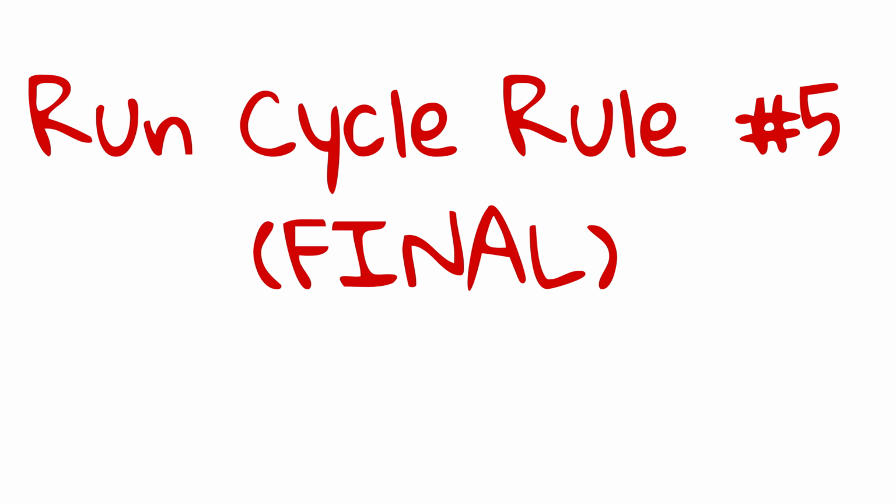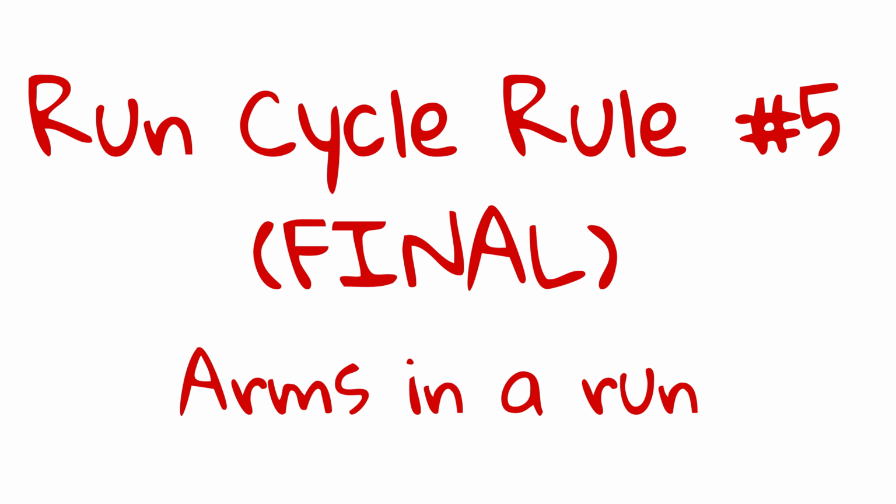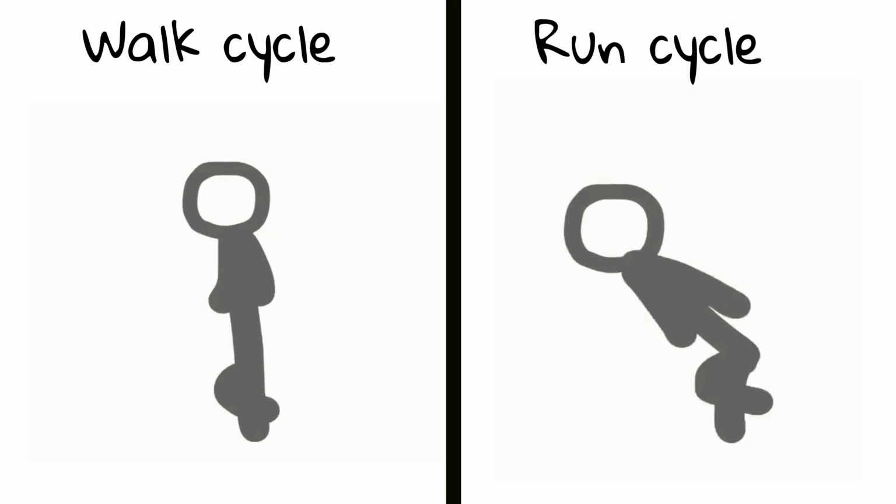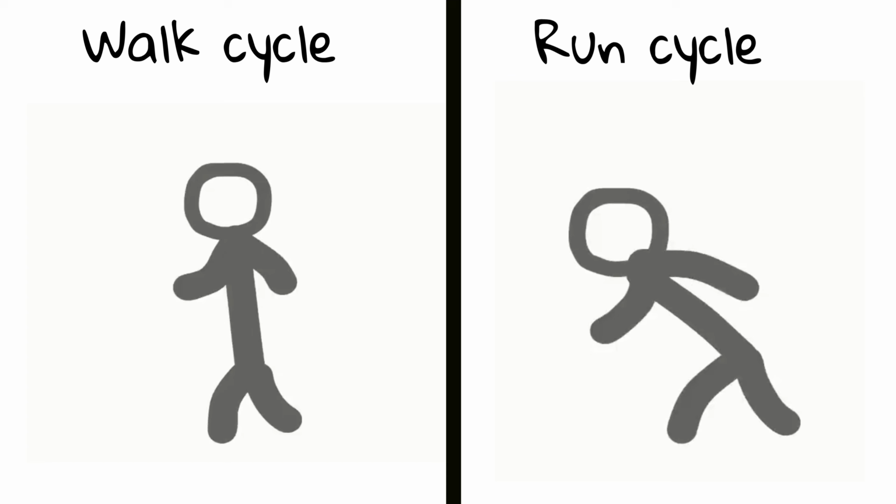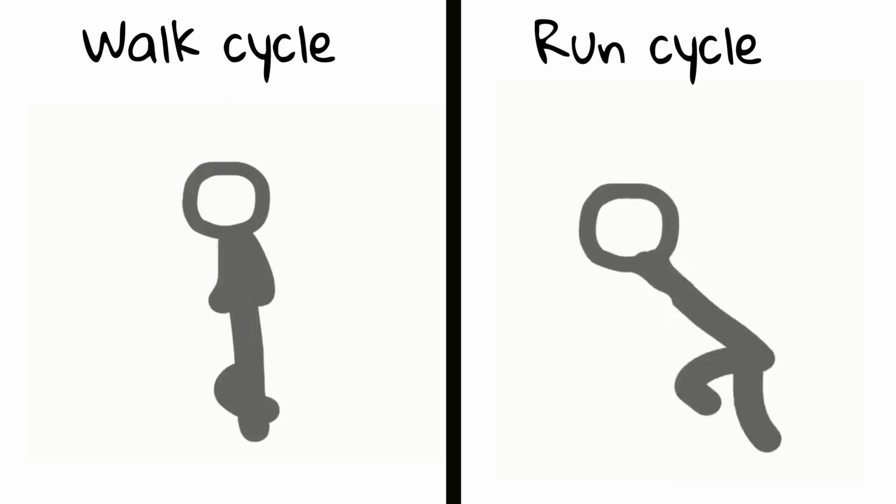Final run cycle rule number 5, arms in a run. The arms in a run cycle help the run feel complete. You see, a common beginner mistake is focusing on the legs and forgetting the arms. When running, the arms should swing opposite of the legs to balance. If the left leg goes forward, the right arm goes forward, and vice versa. But also, in a run cycle, the arms tend to use stronger swings than in walk cycles.